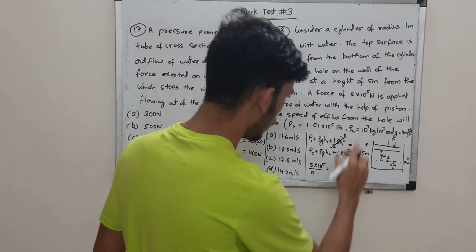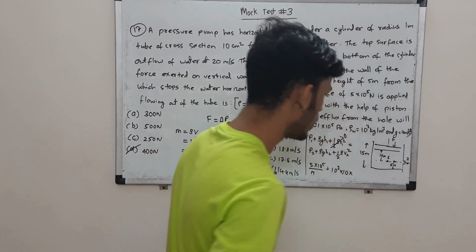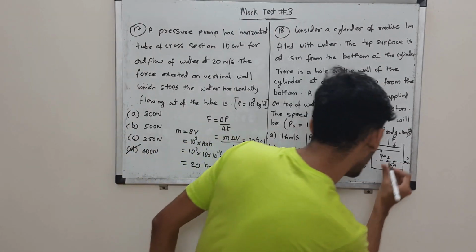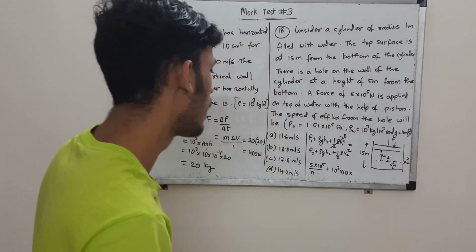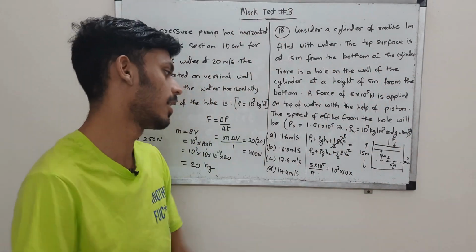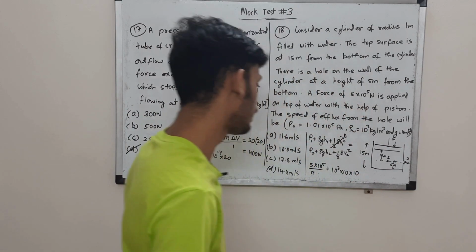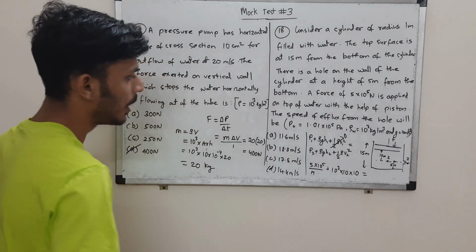Rho g h1: rho is 10 to the power 3, g is 10, and h is the height of the liquid column. If we are finding pressure over here, it's the height of the liquid column which is above it. So the pressure on this point is due to the liquid column on top of it, and that liquid column has a height of 10. So this is the left hand side. Let's see the right hand side.